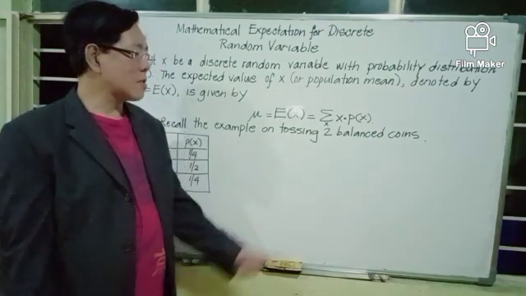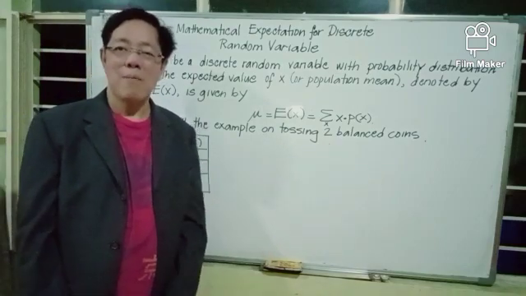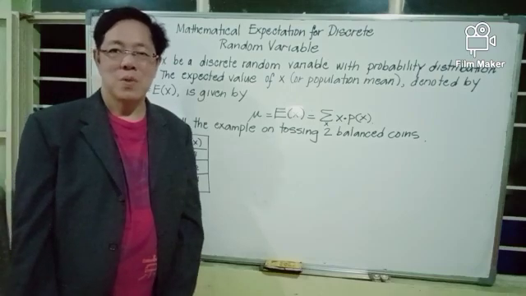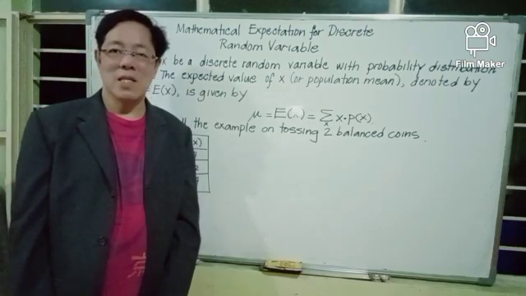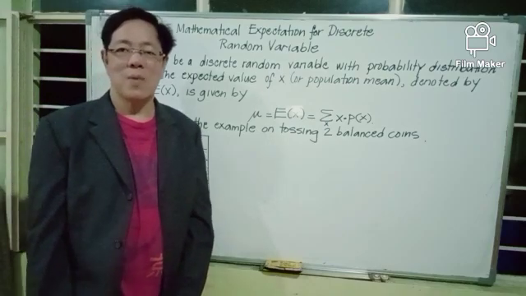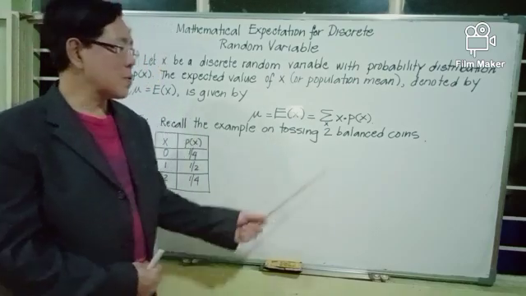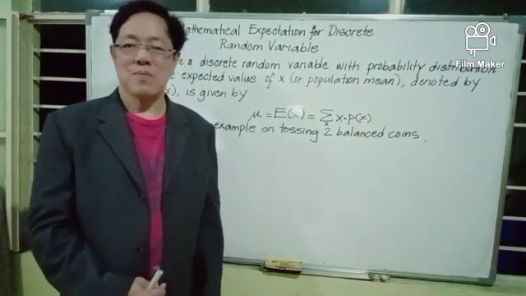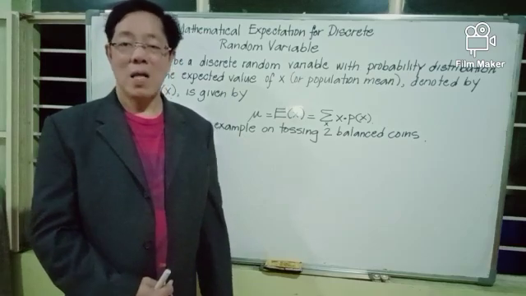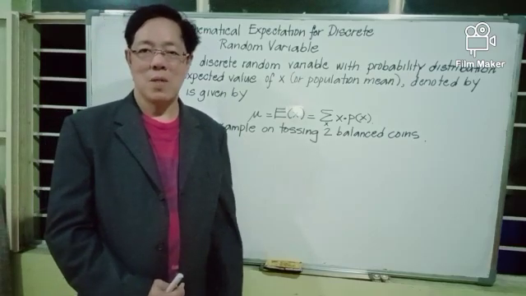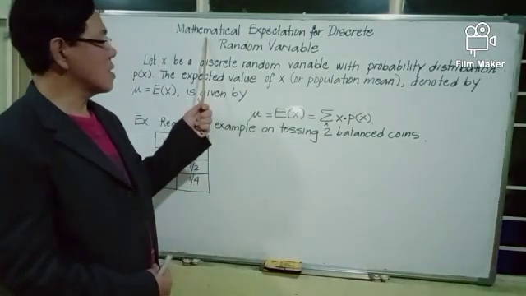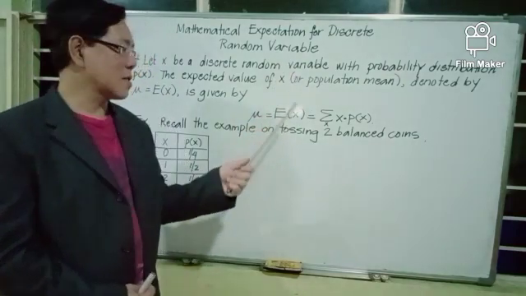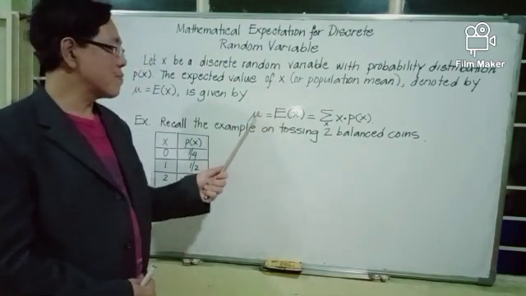Now, if you toss the two balanced coins 1,000,000 times, what is your expected value for the discrete random variable x representing the number of heads? Or, what is the average or the mean of the values of the discrete random variable x? We calculate that using mathematical expectation for the discrete random variable x. And this is the formula.